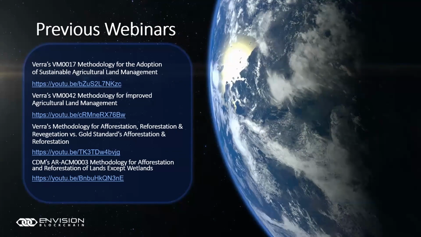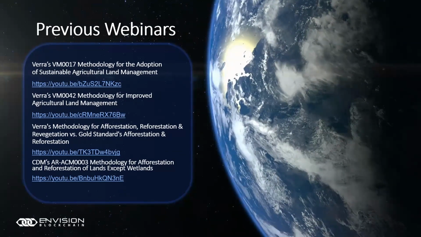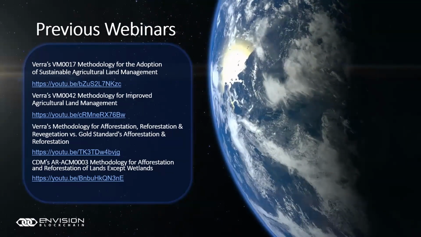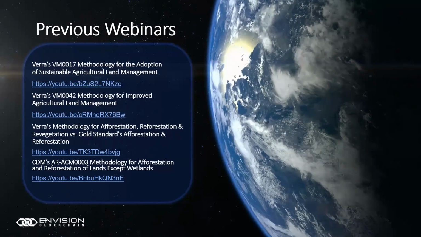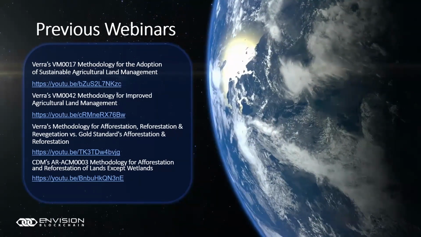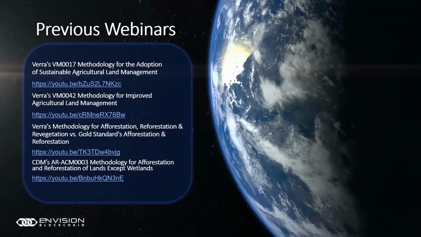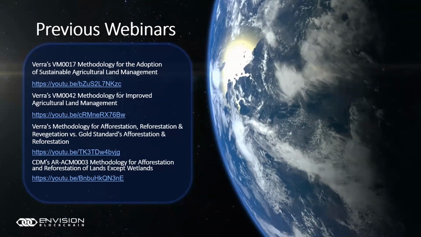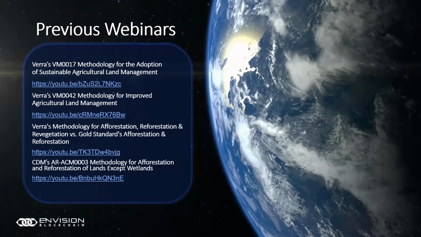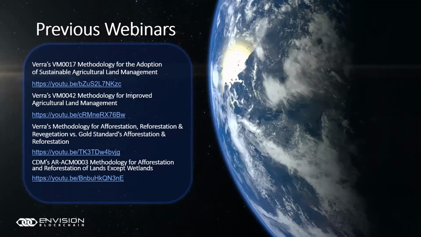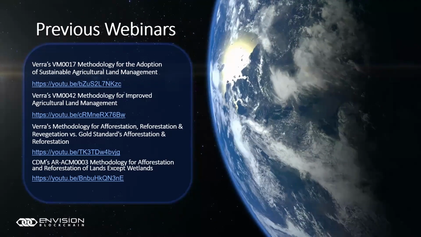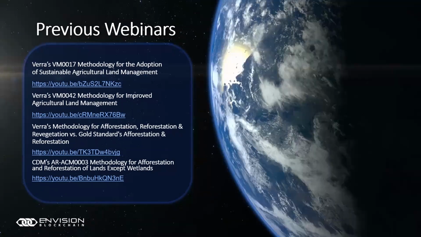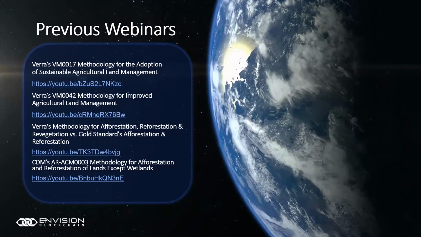Starting in February, we have been hosting monthly webinars as part of our methodology breakdown series. Each webinar focuses on a specific methodology from our open source library, and it's aimed at helping our users and anyone interested in the Guardian to understand how these methodologies can be streamlined for efficient implementation. Our first webinar was on Vera's DM17, which is a methodology for adoption of sustainable agricultural land management. The second webinar featured Vera's DM42, a methodology for improved agricultural land management, and we also compared it to DM17 using our policy differentiation tool.